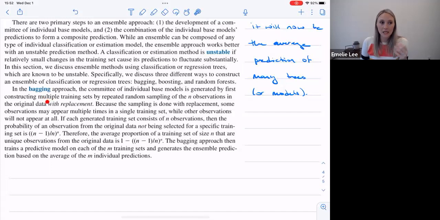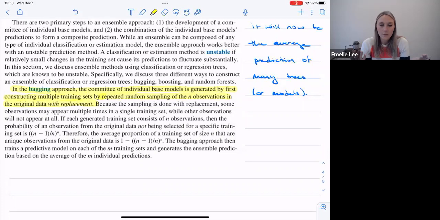If we're bagging, then in the bagging approach, the base model is generated by first constructing multiple training sets by repeatedly random sampling from our N observations. After we've collected one training set, I put those observations back in the pond, and then I can randomly sample again with replacement. Because there's replacement, in theory one observation could be in every training set. Highly unlikely, but it's possible. There's some probability of that happening.